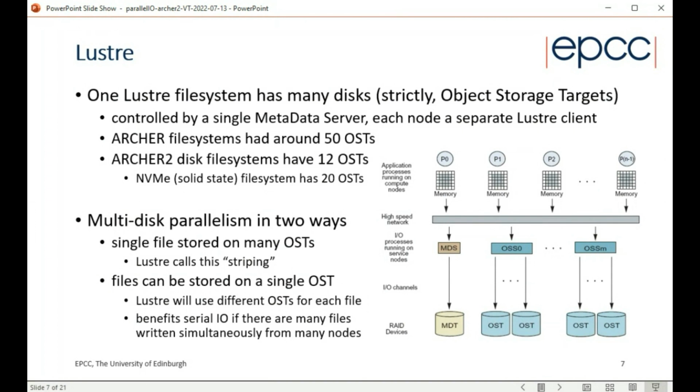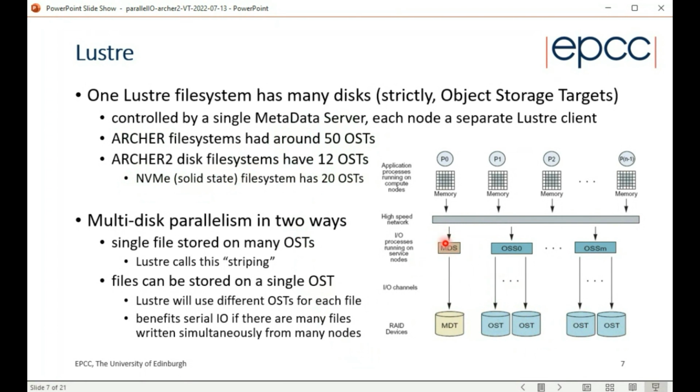So we have multiple disks, and each Archer file system had around 50 OSTs. The Archer 2 disk file systems have 12, and the NVMe solid state has 20. So these are your OSTs down here, your object storage targets, which I think of as being physical disks. Now, these are also controlled by a single metadata server. We'll see that the files can live on different disks, or a single file can be split across multiple disks.